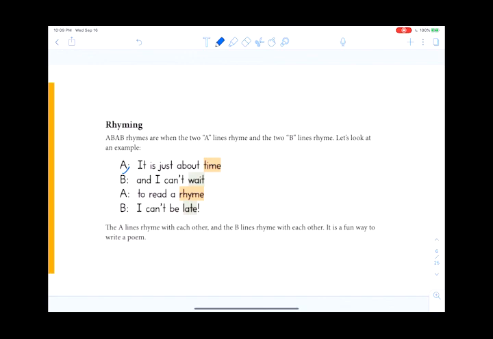A. It is just about time. B. And I can't wait. A. To read a rhyme. B. I can't be late. Wait rhymes with late. And time rhymes with rhyme. The A lines rhyme with each other, and the B lines rhyme with each other. It is a fun way to write a poem.